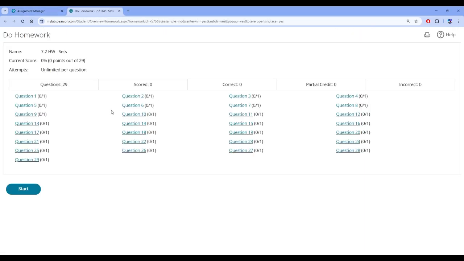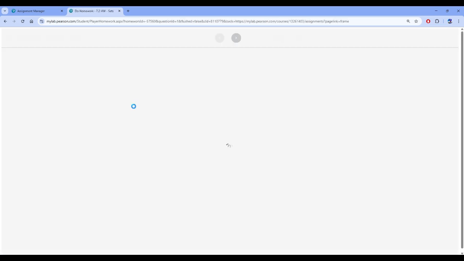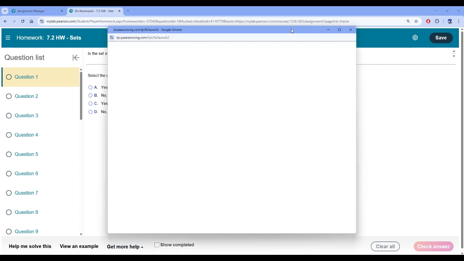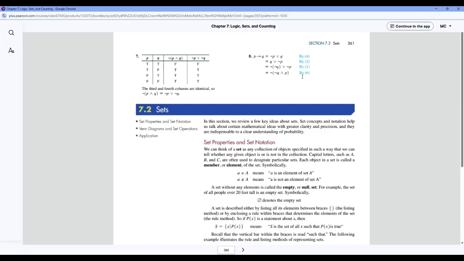All right, let's go to the textbook, 29 questions. So I'm assuming these are going to be sets like Venn diagrams.